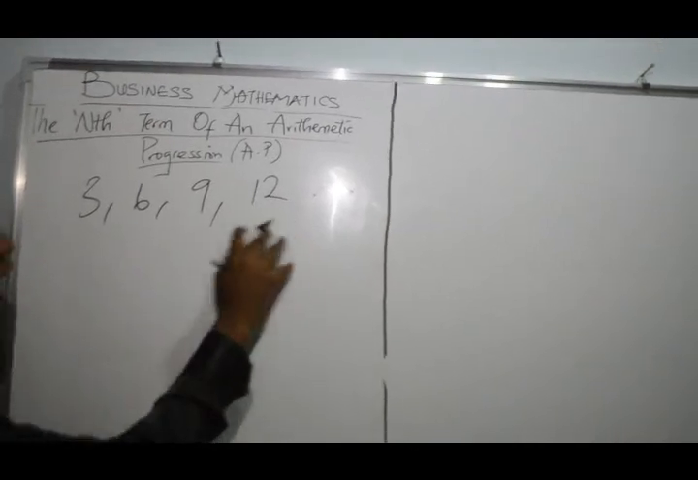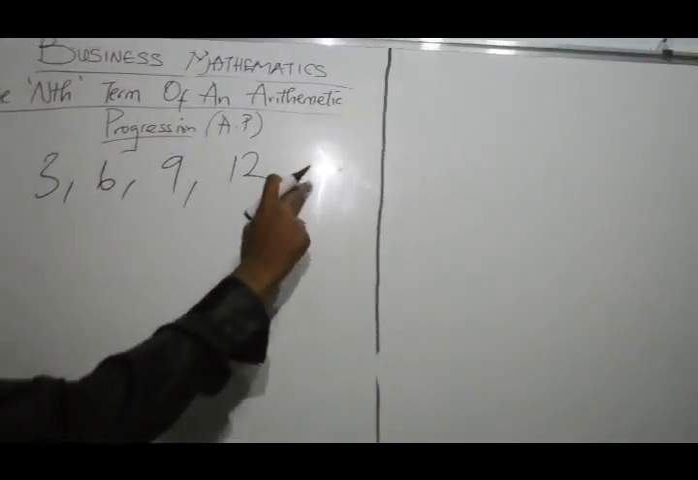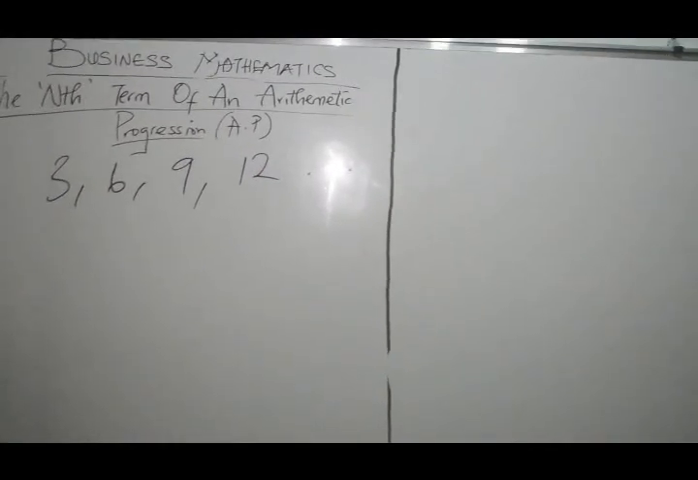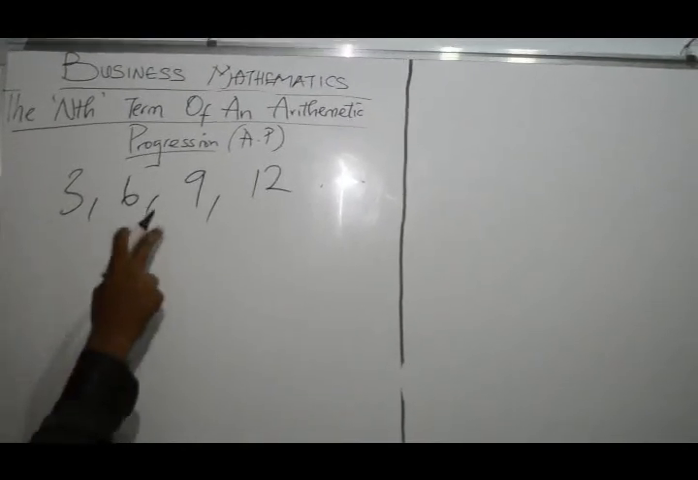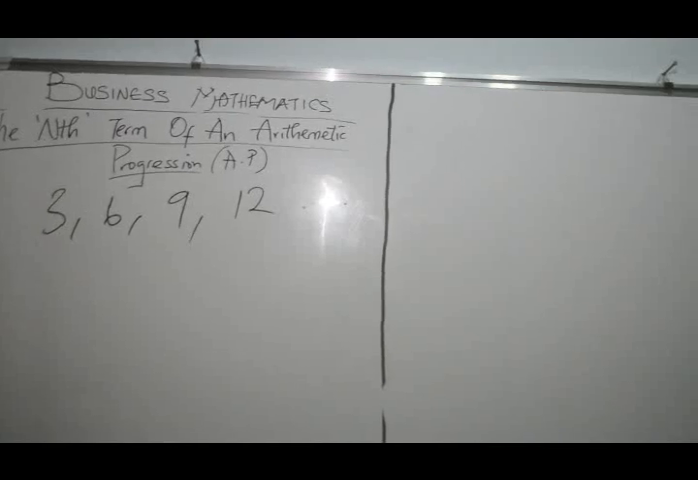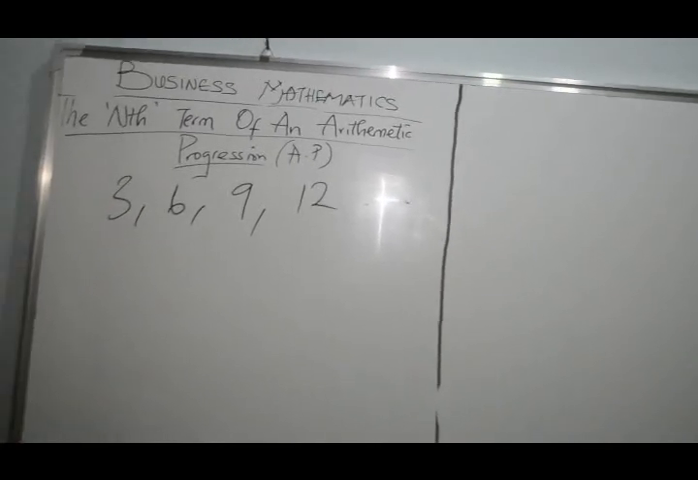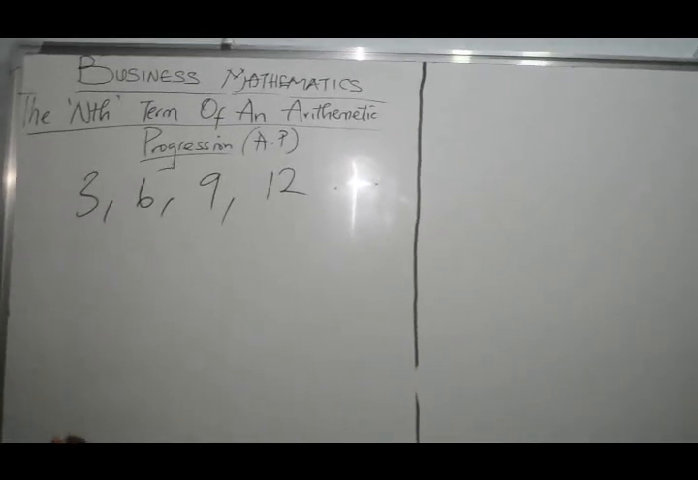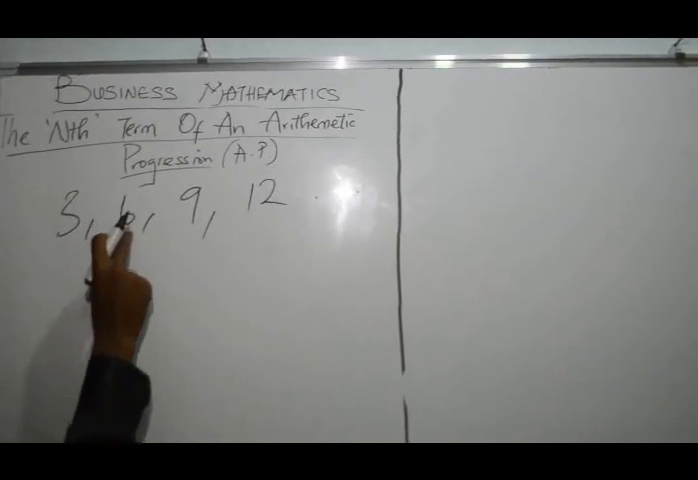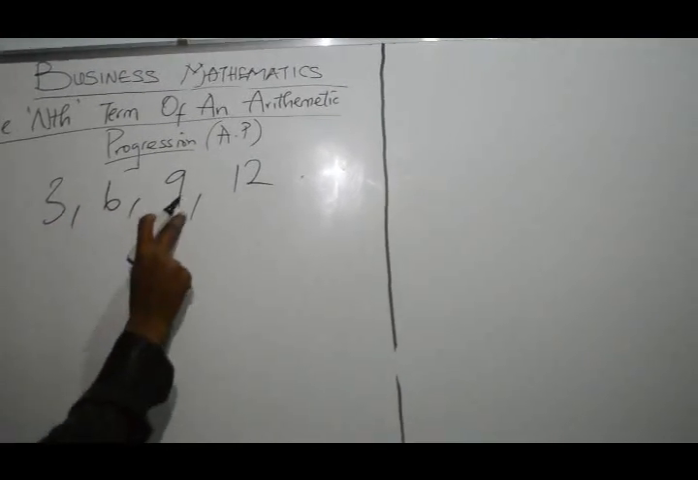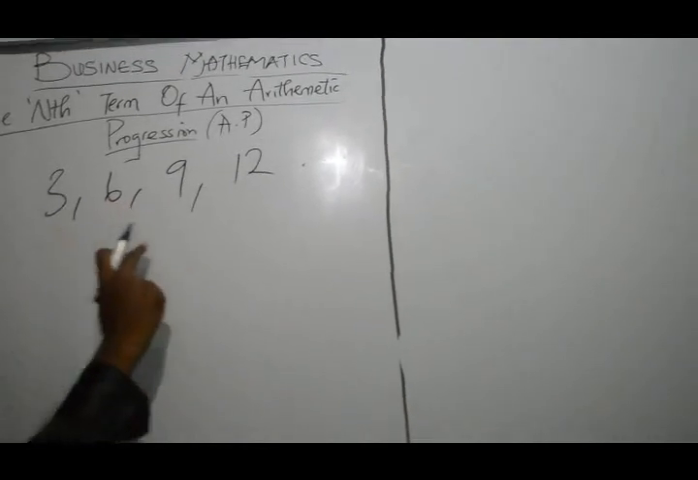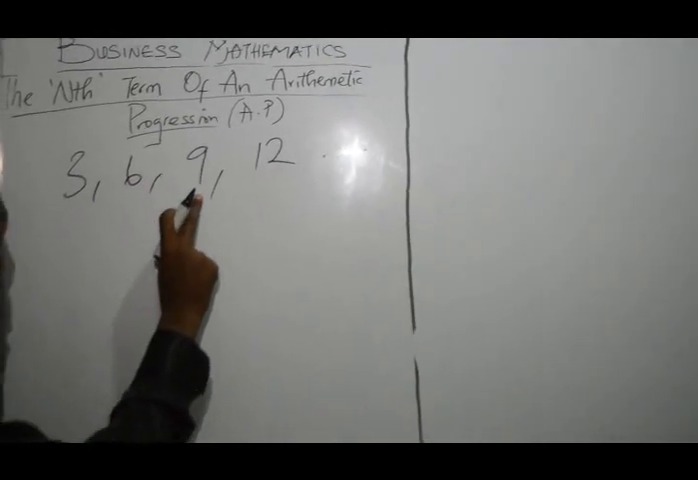Now this is orderly arranged. You can see our comma and we can see the continuation symbol. The next thing that must be satisfied is that our difference must be the same. In an arithmetic progression, our difference must be the same. That is, the difference between the second and the first term, the difference between the third and the second term, and the difference between the fourth and the third term must be the same.